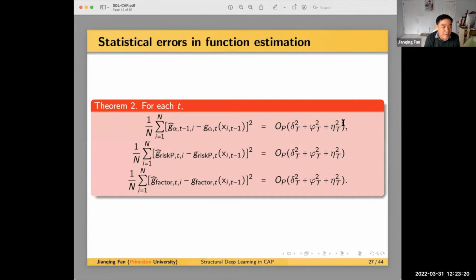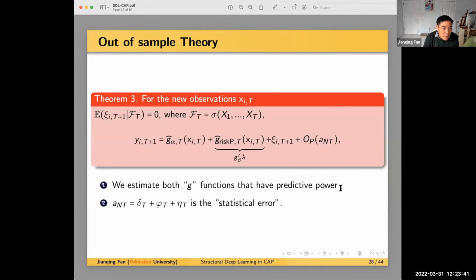And then we also studied the mean square error for alpha, risk premia, and for factors. Because all of those involve local kernel smoothing, the additional error from local smoothing also comes into play. And then for extrapolation, we could basically say that if you use our method, you do alpha and beta, of course, there's always some part of the factor that you did not predict, so plus some kind of mean zero component here. So these are the out-of-sample theories.